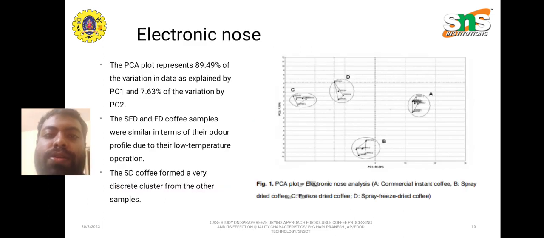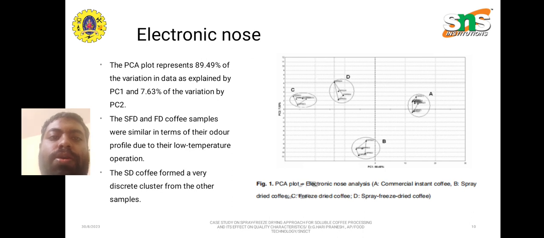Then the electronic nose. In this there are 4 plots from the electronic nose analysis. A denotes commercial instant coffee, B denotes spray dried coffee, C denotes freeze dried coffee, and D denotes SFD, spray freeze dried coffee.